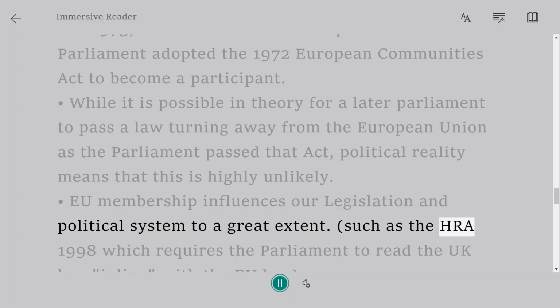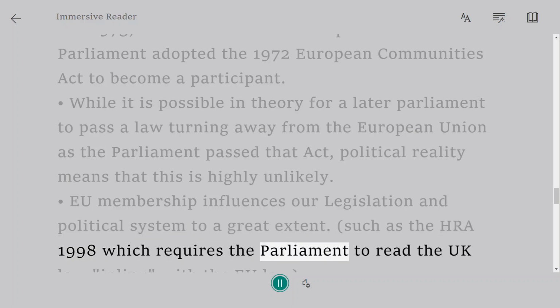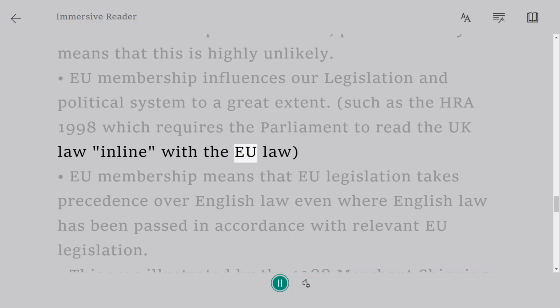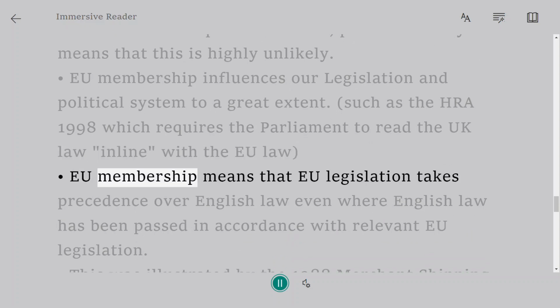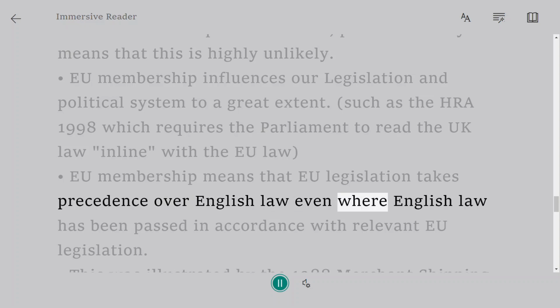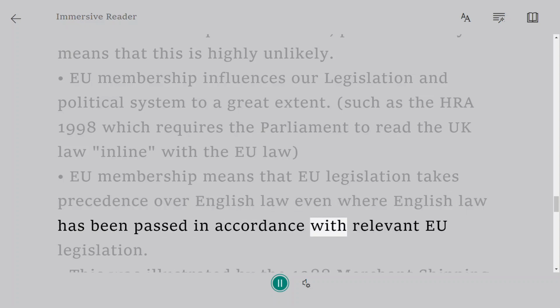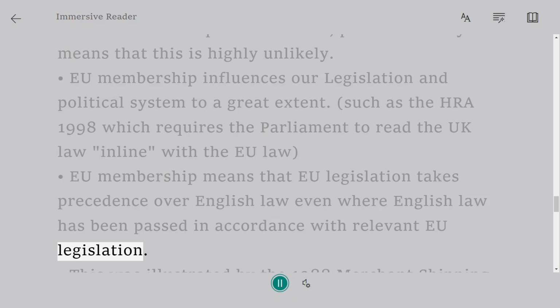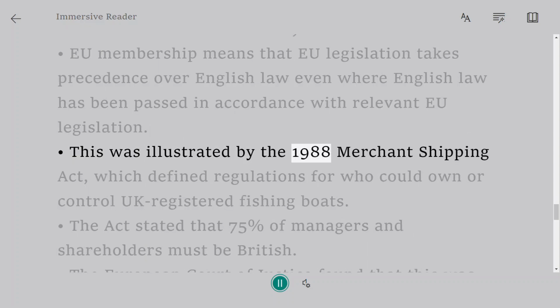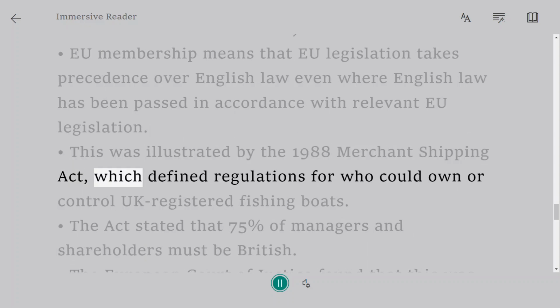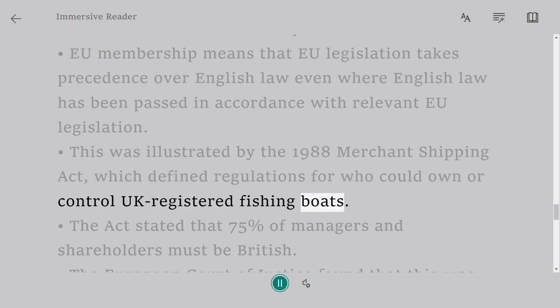Such as the HRA 1998, which requires the Parliament to read the UK law in line with the EU law. EU membership means that EU legislation takes precedence over English law even where English law has been passed in accordance with relevant EU legislation. This was illustrated by the 1988 Merchant Shipping Act, which defined regulations for who could own or control UK-registered fishing boats.